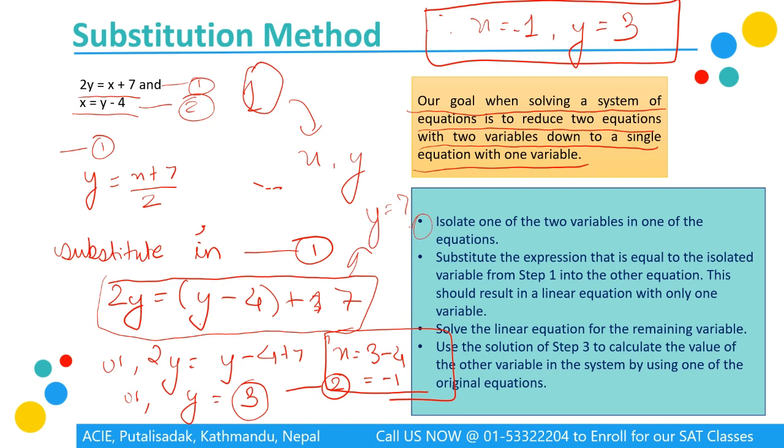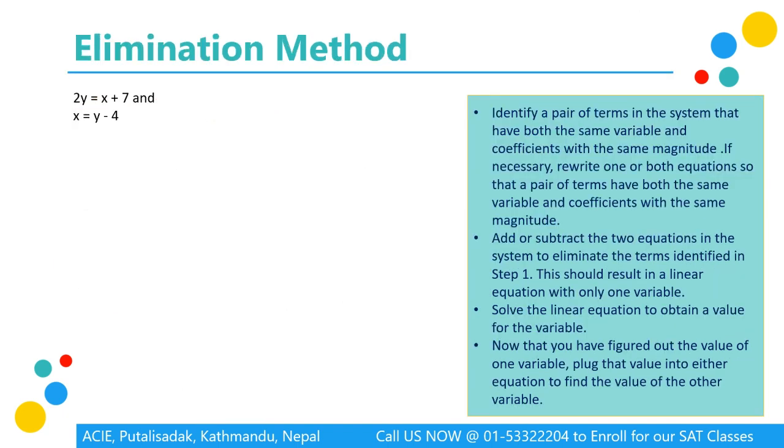So the steps, in like 4 steps, that I just did is, first isolate one of the two variables in one of the equations. It's already been isolated for us. Substitute the expression that is equal to the isolated variable from step 1 into the other equation. This should result in a linear equation with only one variable, like this. Solve the linear equation for the remaining variable, and we got the value of y, and use the solution that we got in step 3 to basically find what the solution of the first equation would have been. And that's exactly what we did. So this is not something new, but it's just a revision for everyone.